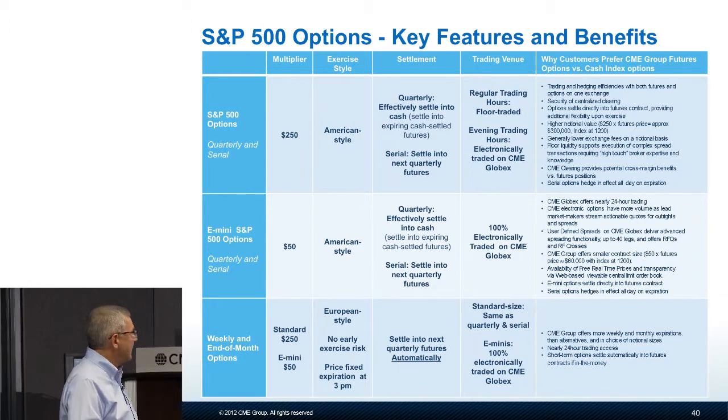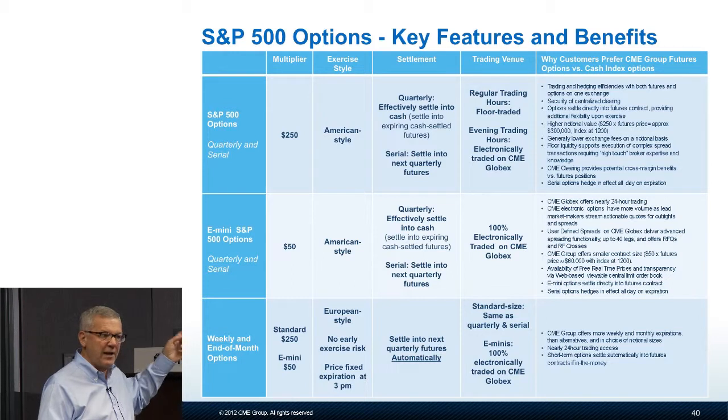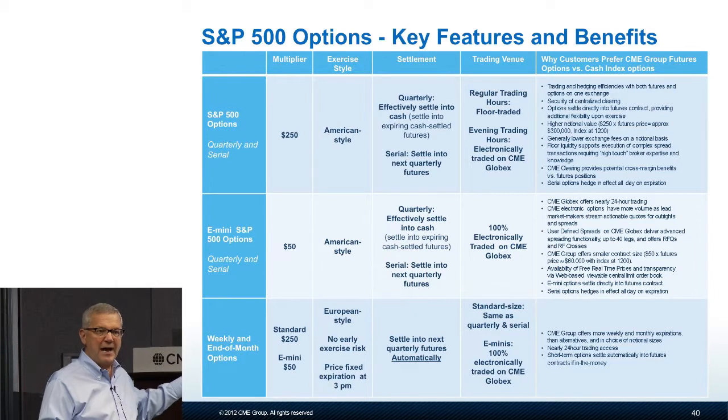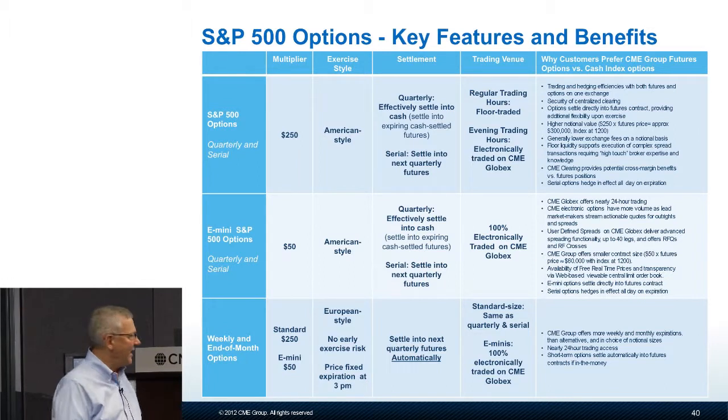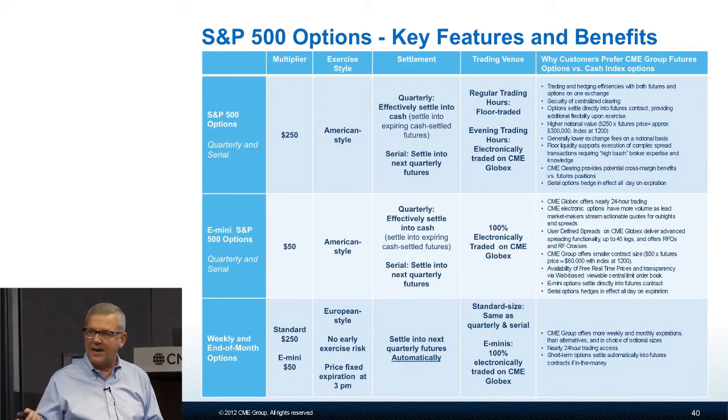So you might pay a little higher premium for the shorter duration, but overall it's less of an expenditure at that moment. So we have American-style options for the S&P 500 and the E-minis, as well as European-style weeklies and end-of-month options that trade on the trading floor. Is that clear, or have I overcomplicated it? In addition to the European style for the weeklies and the month-end options, they settle on a different basis.